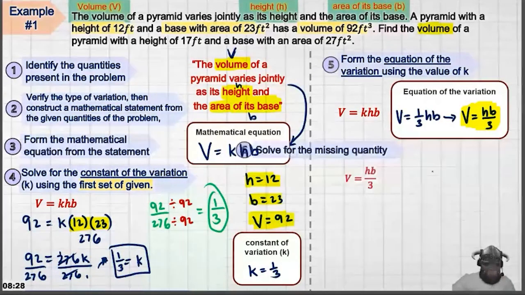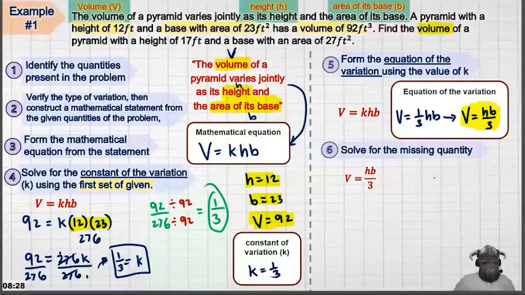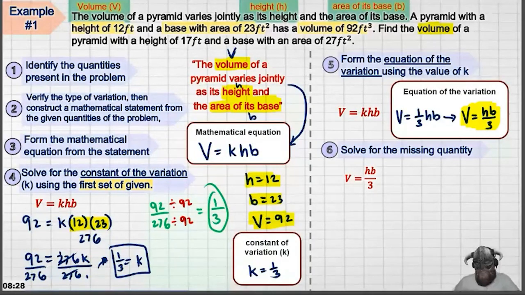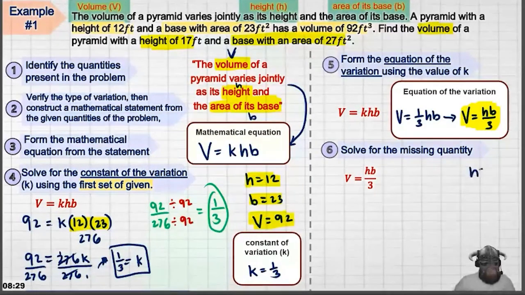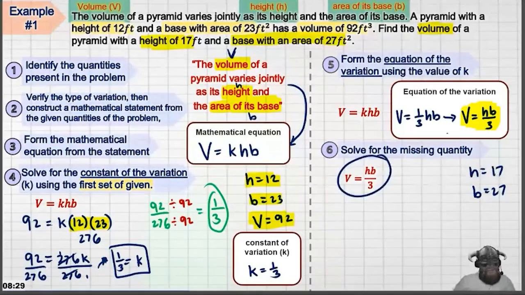Now, as we continue, we have to solve for the missing quantity. So, in this case, the missing quantity is the volume. Now, we are given with the height, which is 17 feet, and the base area, which is 27 feet squared. So H is equal to 17 and the base area will be equal to 27. So from there, gagamitin natin siya, and this one, dito yan galing.